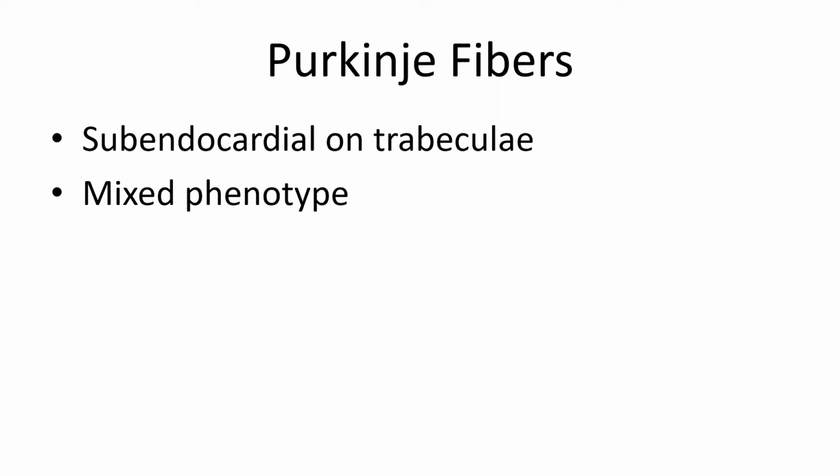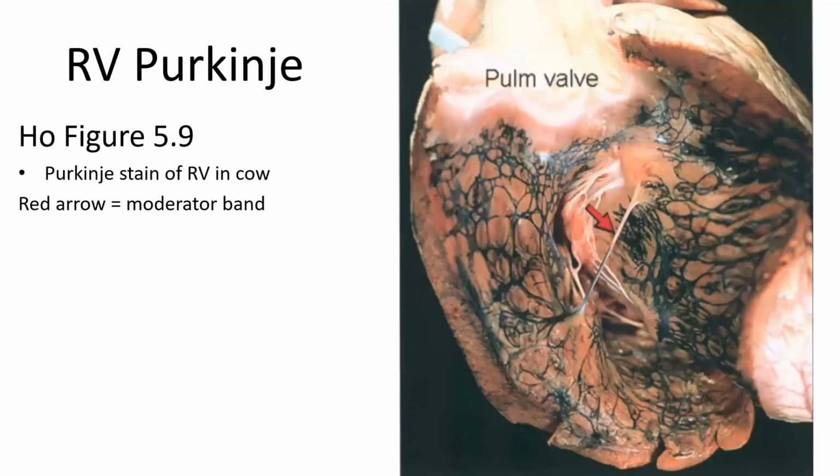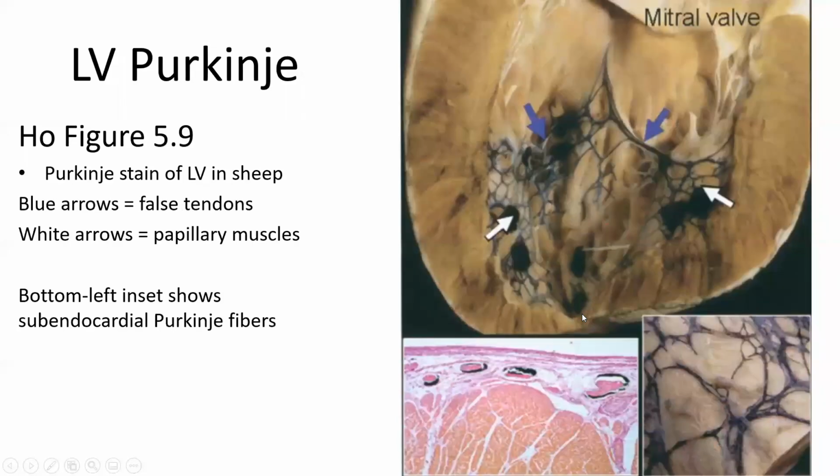Last is the Purkinje fibers, but I don't have too much more to say about these because I've said most of what I found interesting. They really run subendocardial on the trabeculae and exclusively with the trabeculae. And they really have kind of a mixed phenotype in what channels they express. This is a nice picture from Hohenert showing the RV from a cow, showing this really nice reticular pattern that these Purkinje fibers do. And then this photo is not as impressive, of the left ventricle of a sheep, but really shows that these Purkinje fibers are subendocardial in those trabeculae.